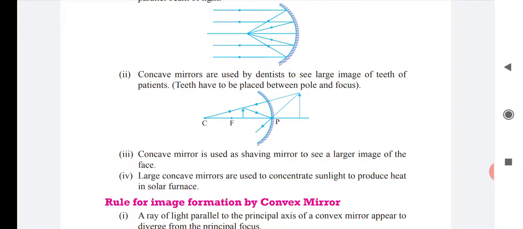A solar furnace, as you have seen, is like a curved surface. It will be very large in order to focus the light at one point, producing enormous heat. So these are the uses of concave mirror.